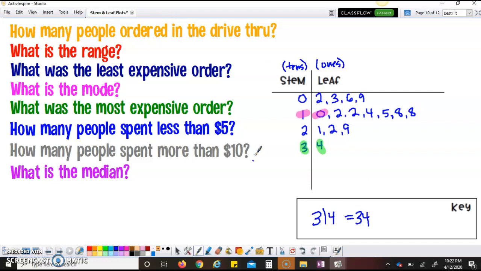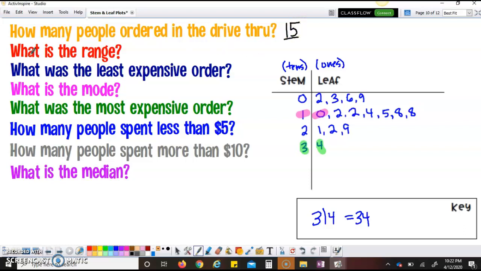We've just got to simply count how many, sorry, my screen is being real glitchy here, okay? We just need to count how many numbers there are in our data set, okay? So we've got 1, 2, 3, 4, 5, 6, 7, 8, 9, 10, 11, 12, 13, 14, 15. Okay, so that means that there were 15 orders in the drive-thru.